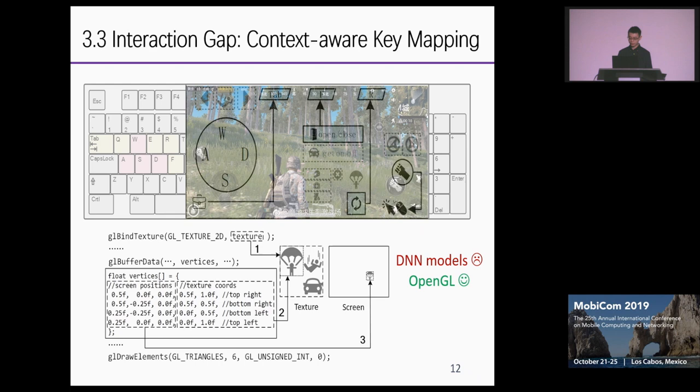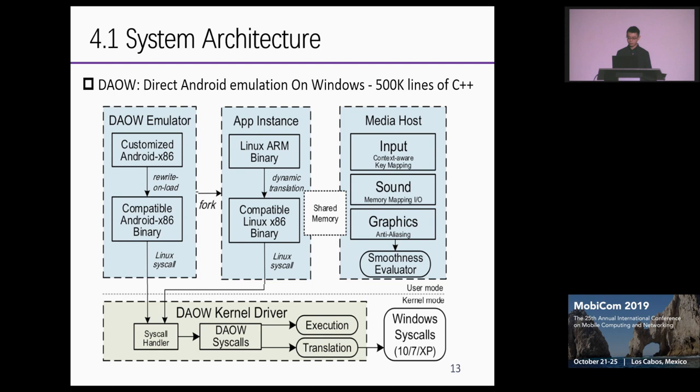We integrate all the above efforts into a real-world Android emulator called DAOW, that is, Direct Android Emulation on Windows. It has four components. First, the DAOW emulator initializes the Android framework and rewrites its binaries while loading them into memory. Then, the emulator forks a Windows process for running an Android app instance. Meanwhile, the kernel driver handles Linux syscalls via a series of DAOW syscalls and Windows syscalls. In addition, the media host deals with user input, sound, and graphics issues, as well as measures the smoothness of the game. Finally, we use shared memory for fast media data transfer between an app instance and the media host.